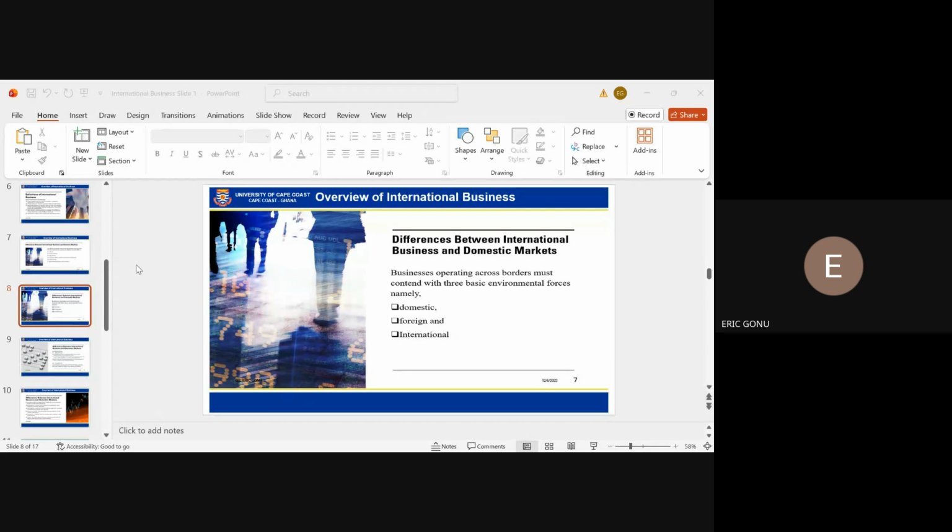Domestic is talking about within your operations, your operational environment, and foreign is outside the operations. The international is what governs the entire world. That's why I use Vortic as an example. If Vortic is from Ghana, Vortic's operations will be affected by Ghana's business environmental forces.